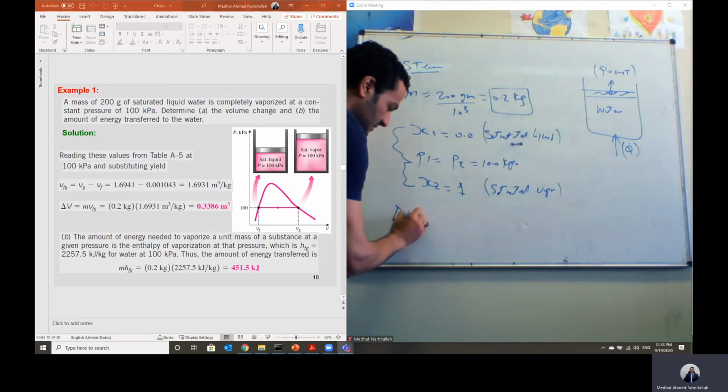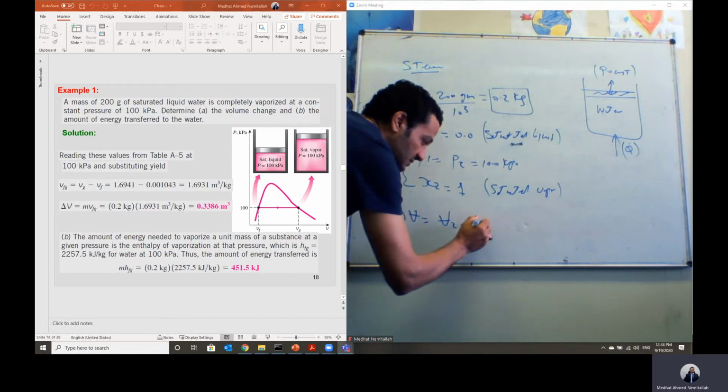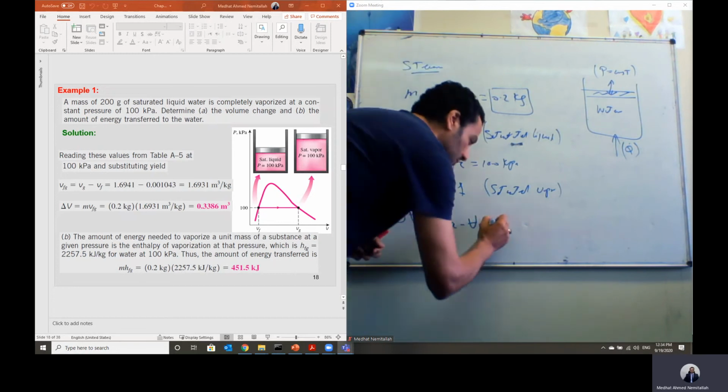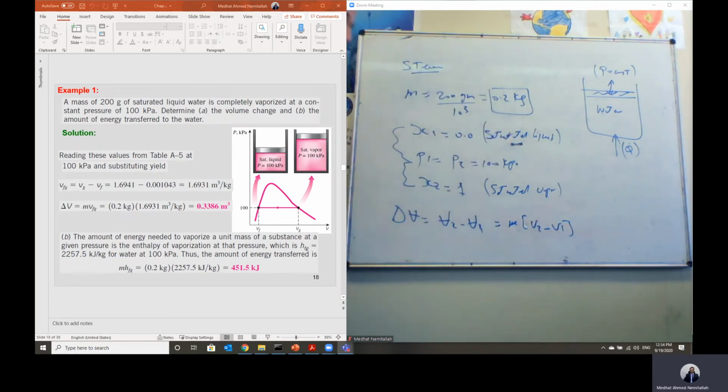So in this case, the change of volume is equal to the total volume V2 minus total volume V1, or it is equal to mass multiplied by specific volume V2 minus specific volume V1. At state number one, we said to use the table, we have to have two independent and intensive properties.